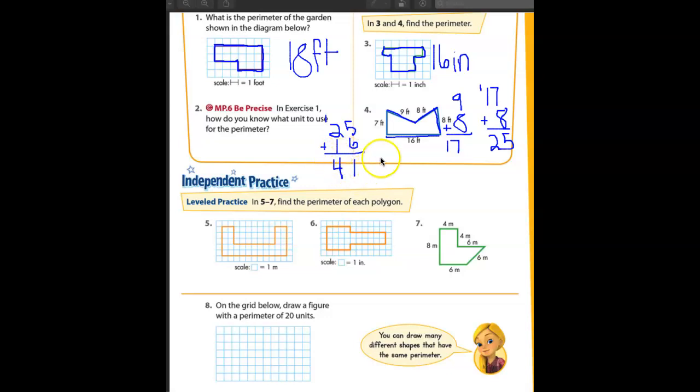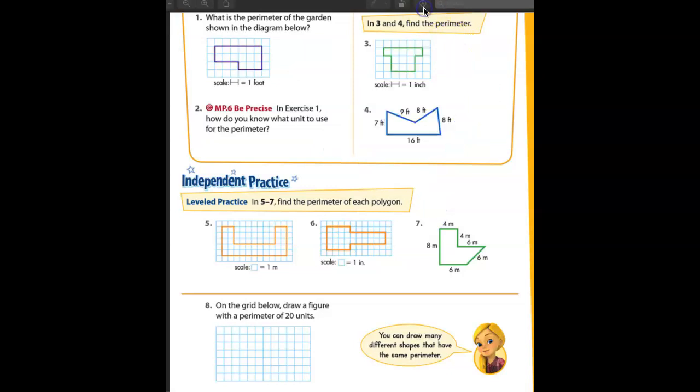So then I'm going to take my 41 feet and I'm going to add 7 more. So 41 plus 7, and I know I could do this in my head, but I'm just going to write it out for you. 7 plus 1 is 8. And then you bring that 4 down, it's 48. So the perimeter of this shape is 48, and I know the unit is feet.